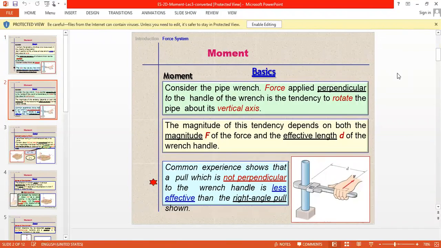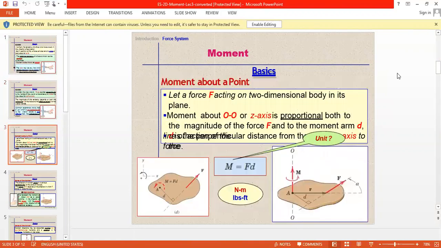Consider the pipe wrench. Force applied perpendicular to the handle of the wrench has the tendency to rotate the pipe about its vertical axis. The magnitude of this tendency depends on both the magnitude F of the force and the effective length d of the wrench handle. Common experience shows that a pull which is not perpendicular to the wrench handle is less effective than the right angle pull shown.